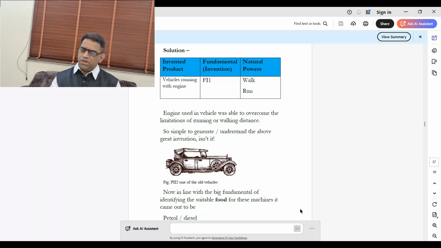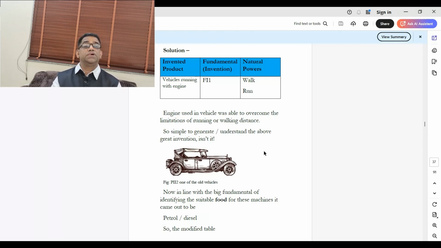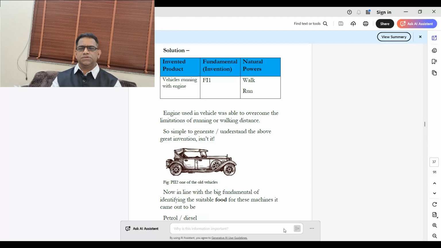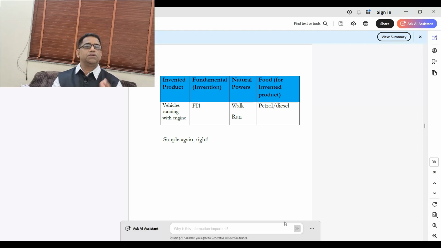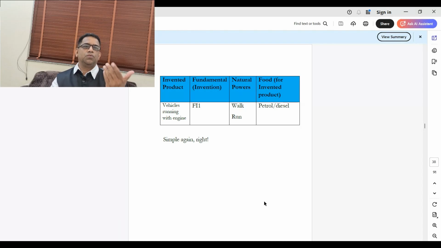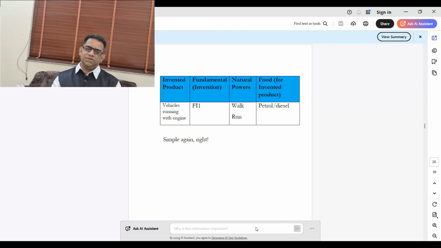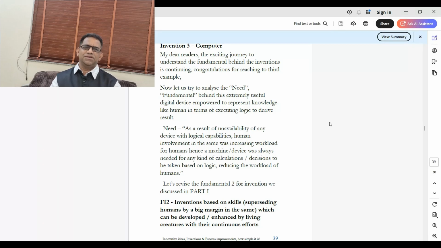So now, in line with the big fundamental of identifying the suitable food for this machine, it came out to be petrol or diesel at that time. We'll see in process improvement how it changed. Okay, so the modified table: what was the invented product? Vehicle running with engine. Fundamental still FI1, relax. Natural powers by which it was inspired: walk and run. Food for the invented product: petrol or diesel. Simple. Smashing.